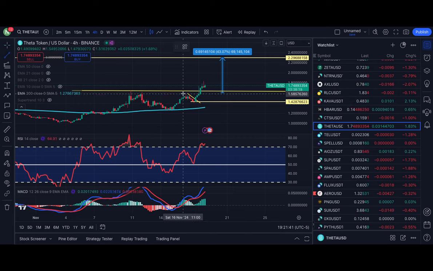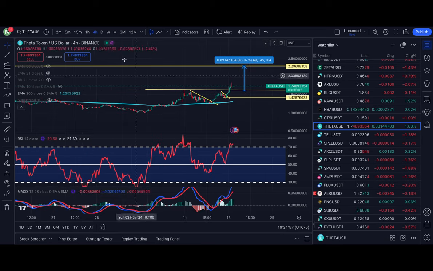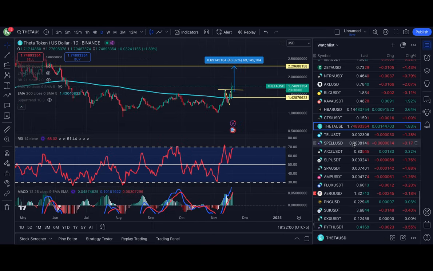Because I knew we were going to repeat exactly this right here. Right, and this is exactly what we want to see. You have higher highs, higher lows, right? Very, very positive, guys. The Tata looks really, really good, right?